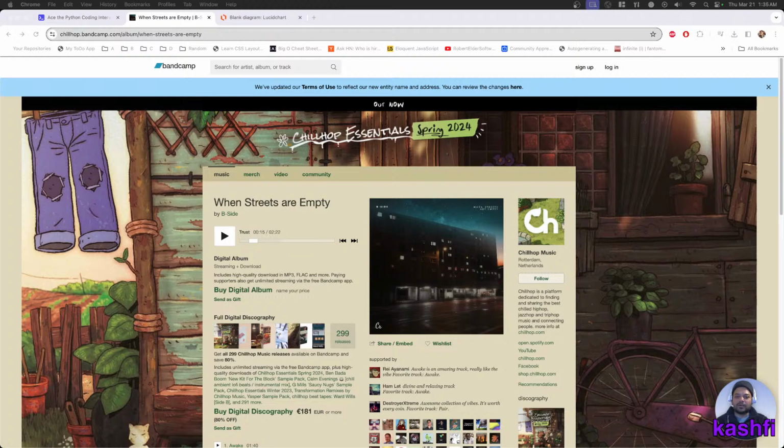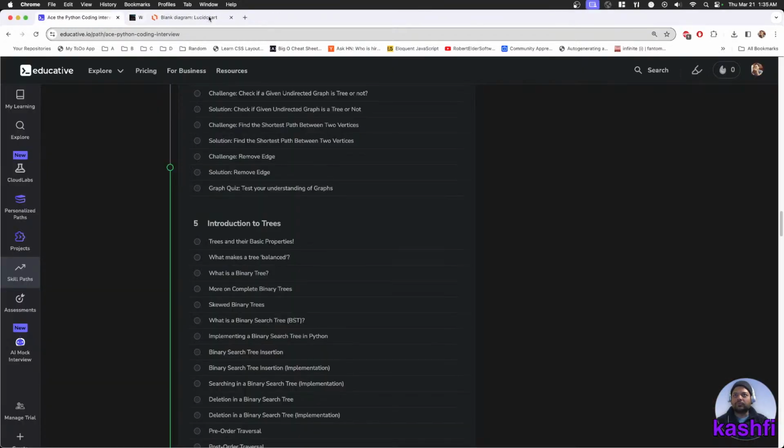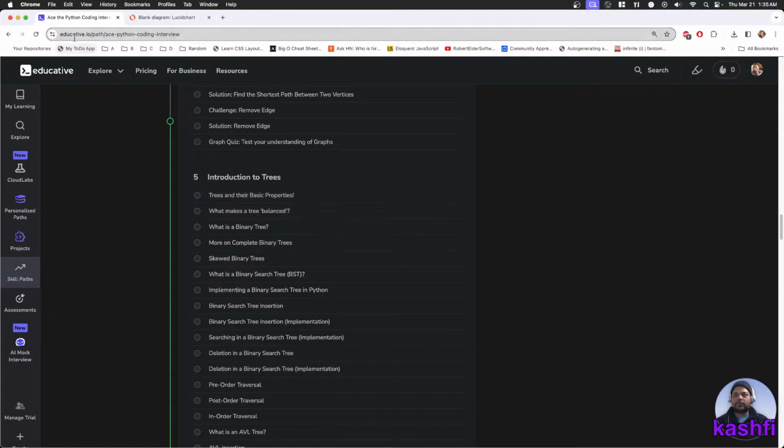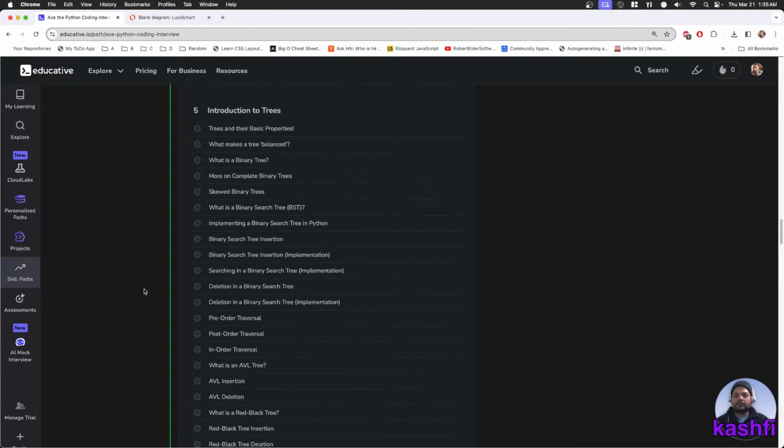In this stream, we're going to be reviewing trees through educative.io's Ace the Python Coding Interview course. So tonight, I'm hoping to get through what trees are, what makes a tree balanced, what is a binary tree, more on complete binary trees, skewed binary trees, what is a binary search tree, implementing a binary search tree, binary search tree insertion, and so on. As I'm reading, this is like a lot of things. Okay, deletion. So this is pre-order, post-order, in-order, yes.